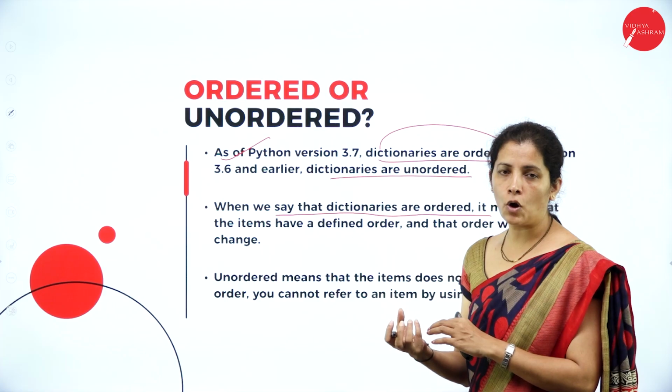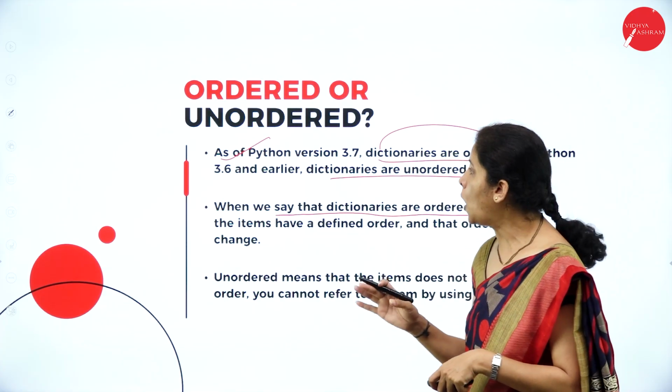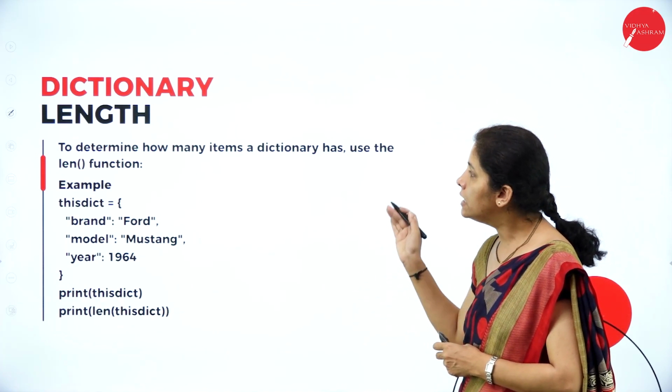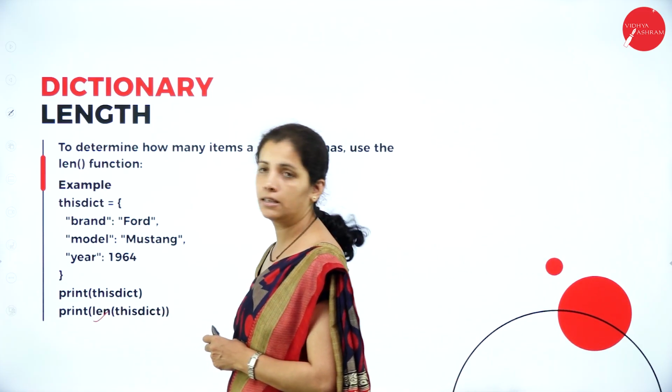Unordered in the sense what? All the elements are mixed. So, there is no particular order. Okay, fine. Now, to find the length of the dictionary, I'm going to use the len method.